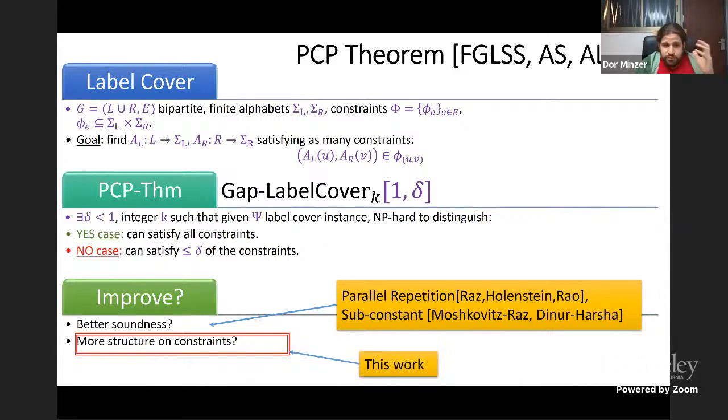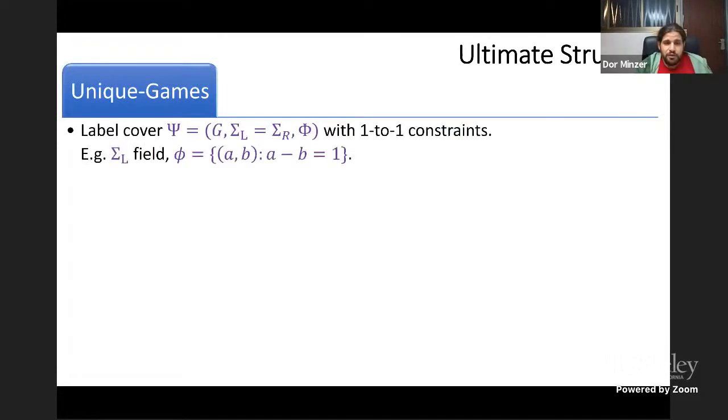Okay, so we want a better structure for the constraints. So what is the best structure you can hope for? What is the ultimate structure? Well, this is what we call unigames. So what is a unigame? It's a specific instance of label cover wherein the two alphabet sizes are the same, and each constraint is as simple as it gets. It's a one-to-one map.